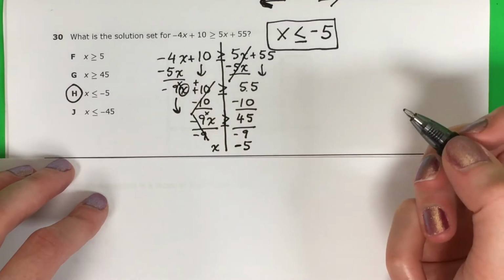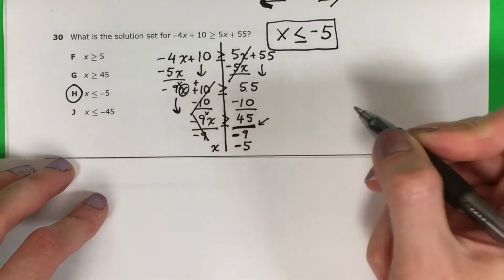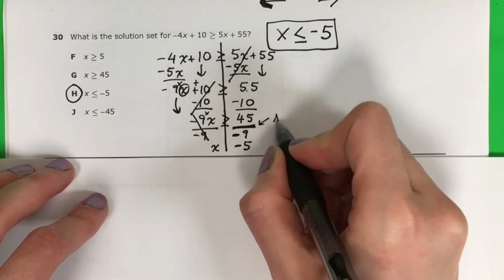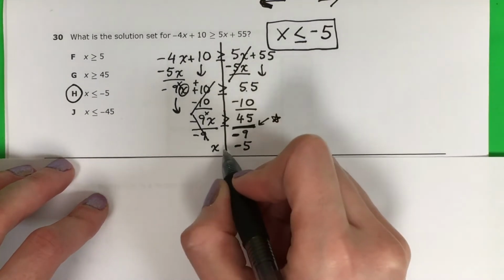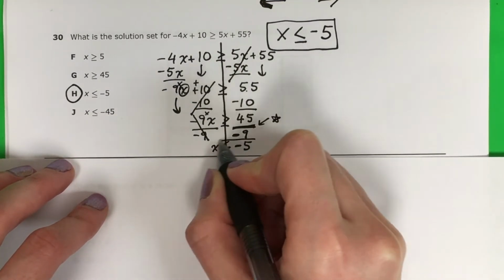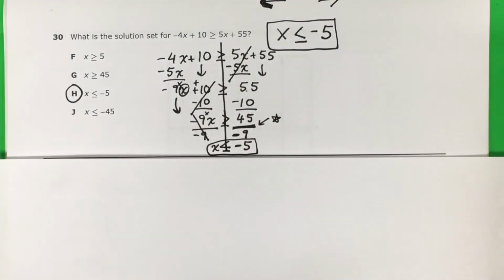Now for the sign. Here, I did divide by a negative. When you divide by a negative, you need to change the sign, switch the sign. So no more greater than or equal to, it is now less than or equal to. And that is what I had in the calculator.